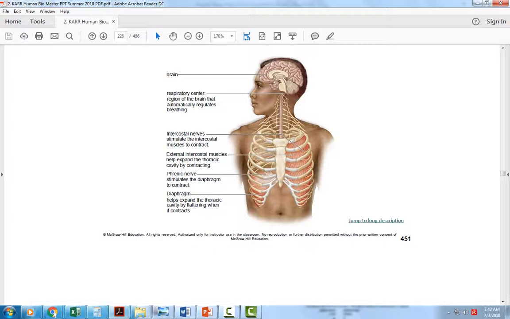The name of the nerve that we find on the diaphragm is the phrenic nerve. So it's called the phrenic nerves on either side of the spinal cord that connect to the diaphragm and allow it to contract. And then the intercostal nerves are the ones that stimulate the external intercostal muscles to contract. So together those nerves come off the brainstem and regulate that breathing.